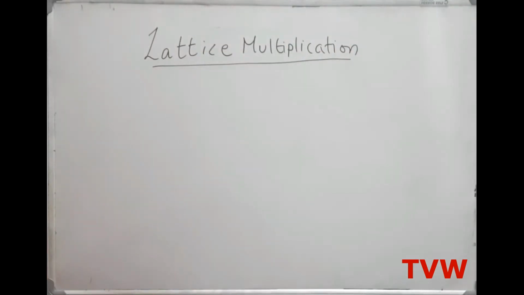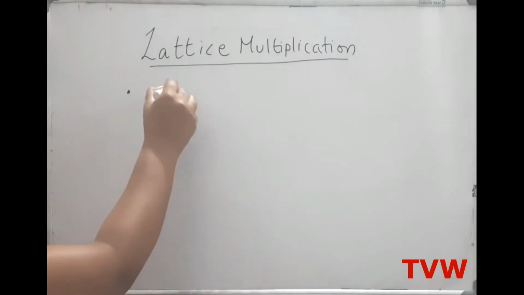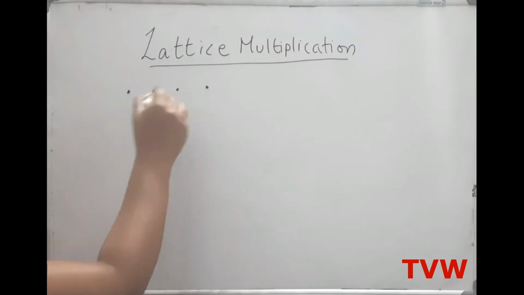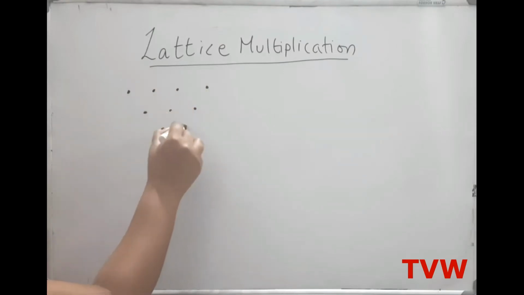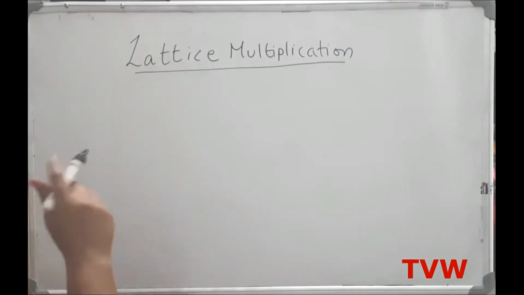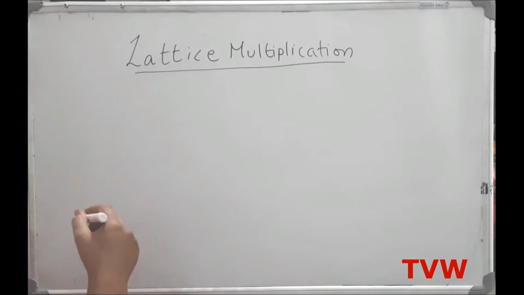What do you mean by lattice? Lattice originally means a pattern of dots that's arranged alternatively. This is what lattice means. So in lattice multiplication, we are going to use a grid, and we are going to make a pattern out of the grid.